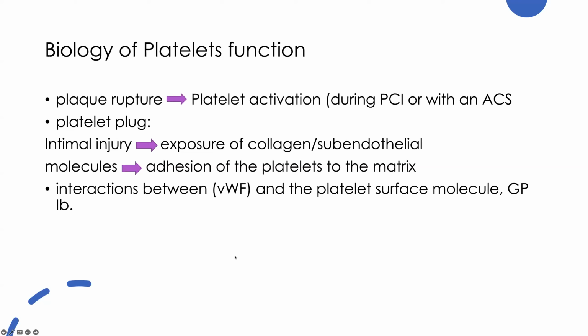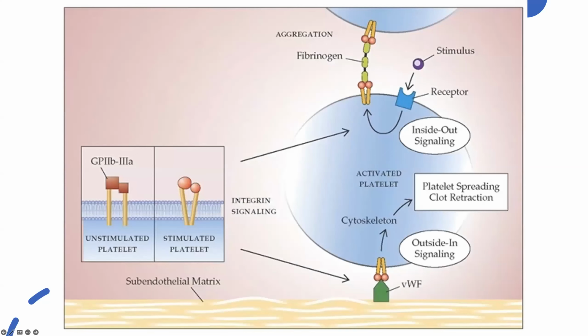So if we take a look here, we all know ACS starts with a plaque rupture. You get platelet activation. So with intimal injury, you get exposure of collagen. You get the platelets adhering to the matrix. They bind to von Willebrand factor, and that's helped by glycoprotein 1B. So this is a nice picture, and we can see how fibrinogen plays an important role in connecting platelets, aggregation, but it's all about activating those glycoprotein 2B3A receptors on the surface of the platelet.